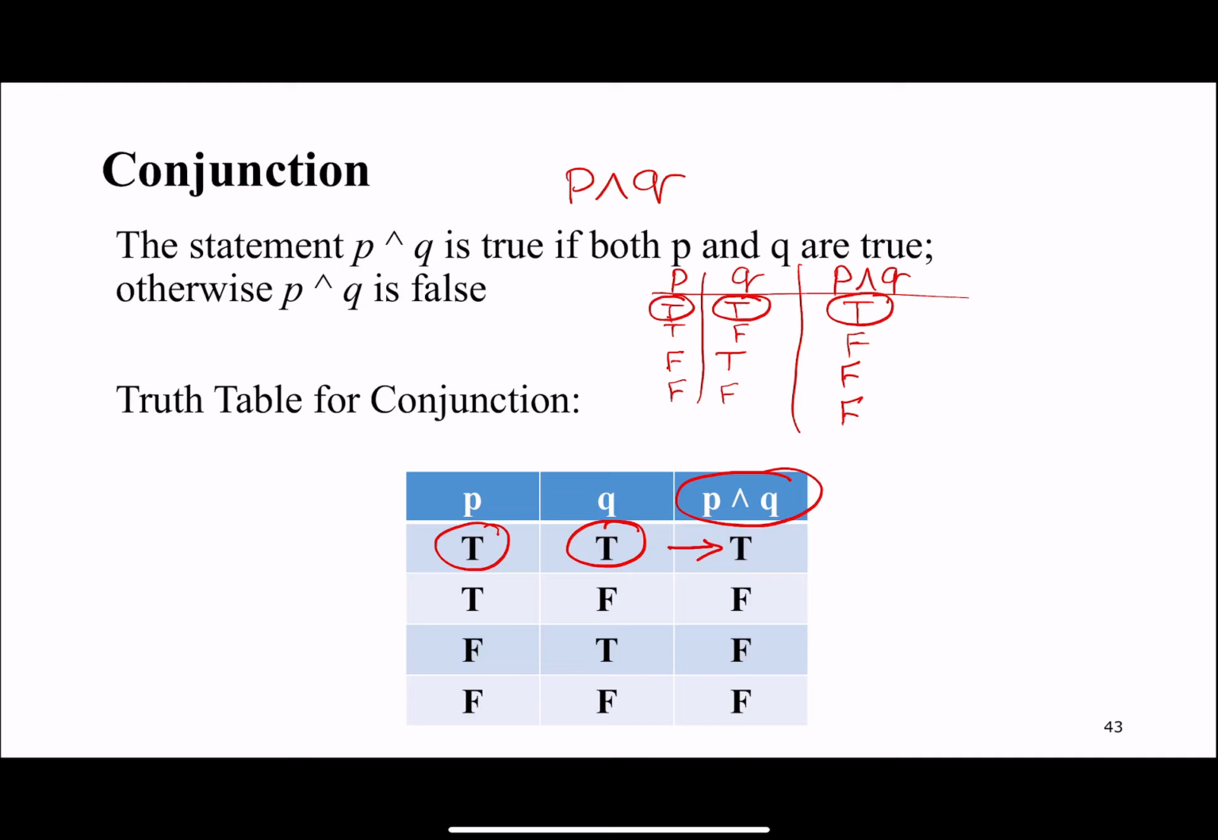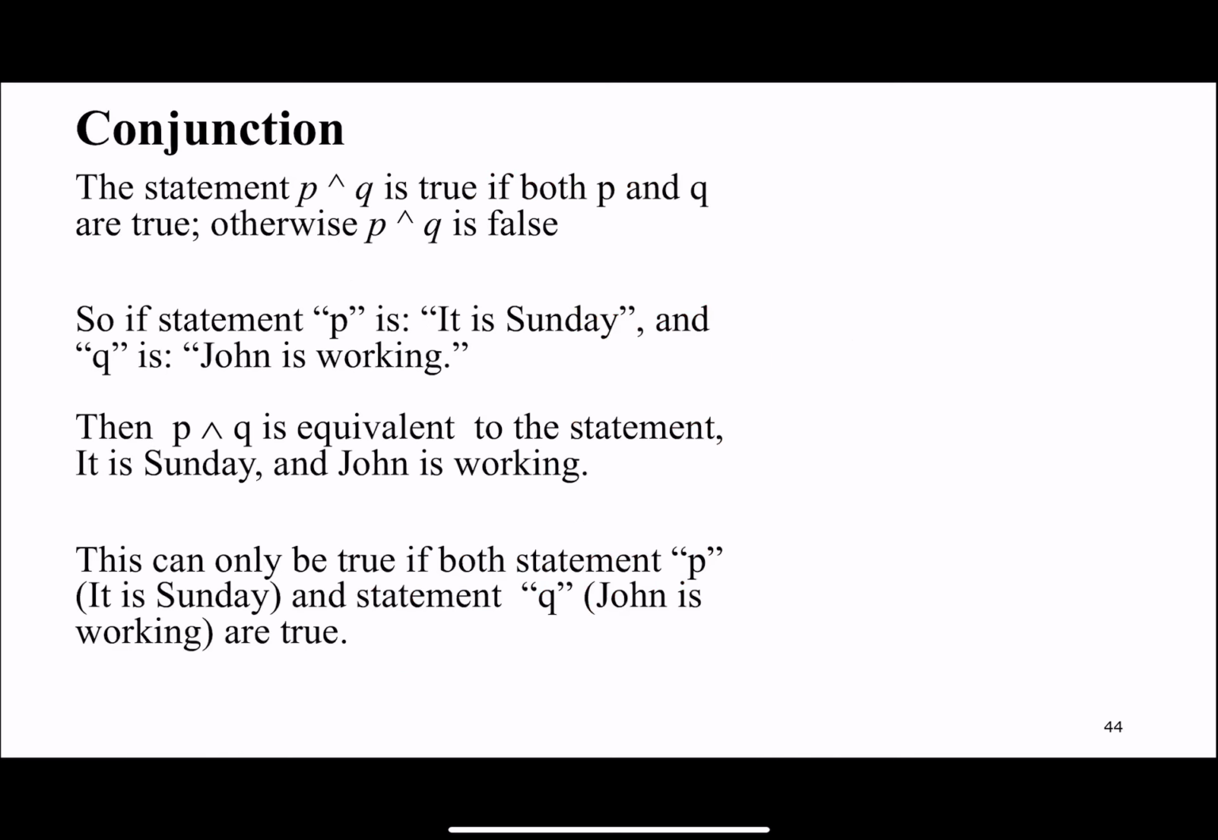Well, look at the second one. Both must be true. No, one is false, then you get false. Look at the third one. One is false, then you get false. Well, last one, both are false, you get false. Okay? So P and Q is true when both P and Q are true. Otherwise, it's false. That's a very important rule.